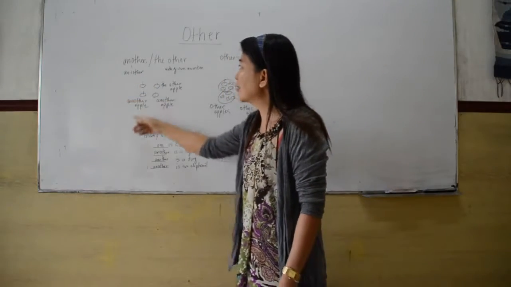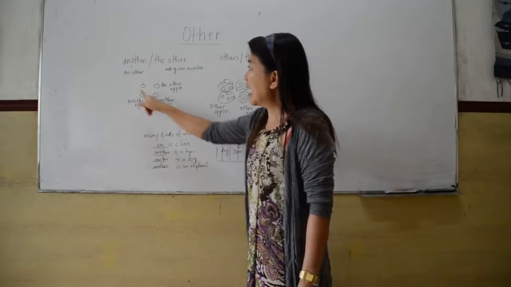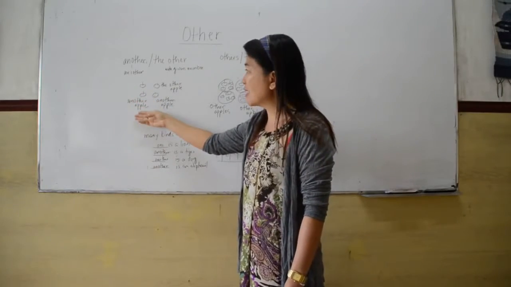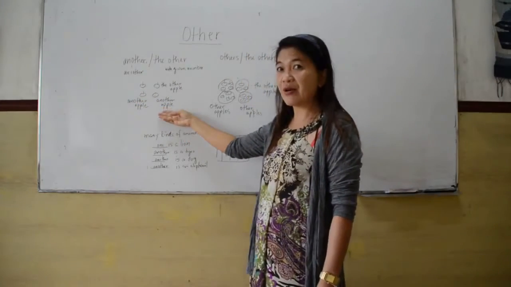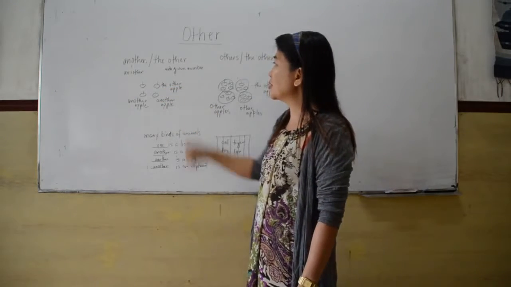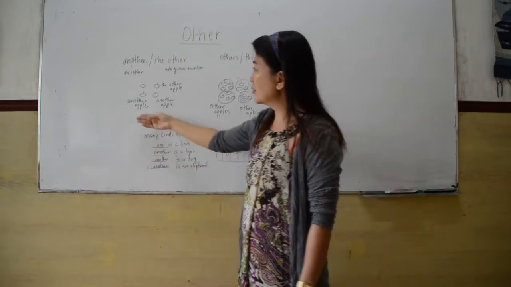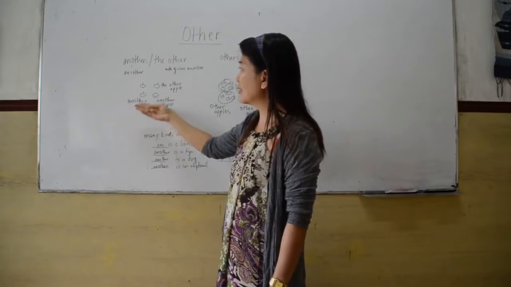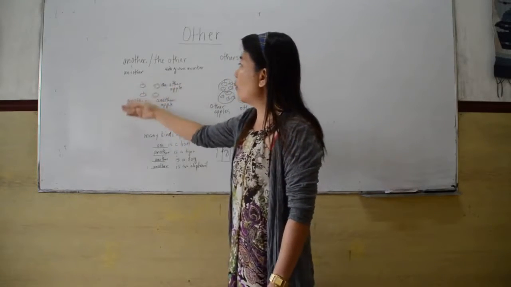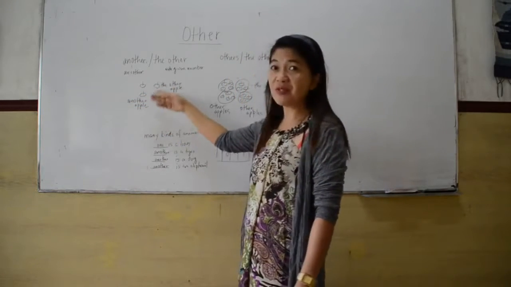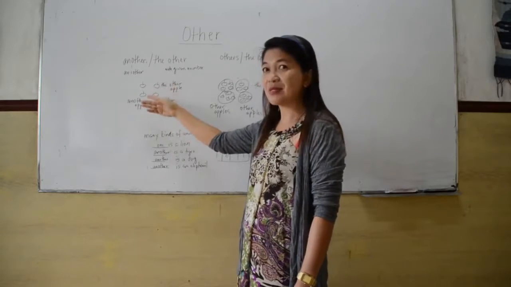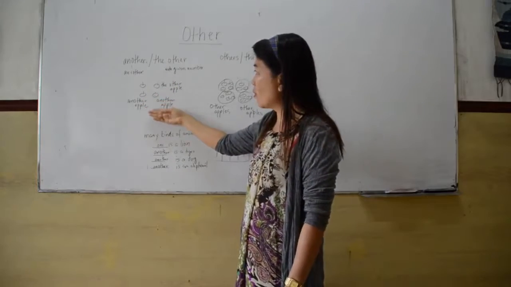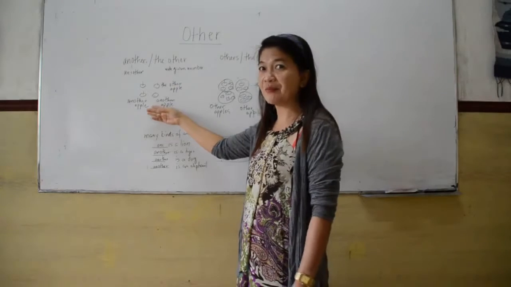Now, for example, I have 4 apples. I ate 1 apple, I gave another apple to Mary, another apple to Jan, and the other apple to Susan. Here I use another apple. Why? Because it is one more out of a group of similar items. They are all apples, and again, one more out of a group of similar items.